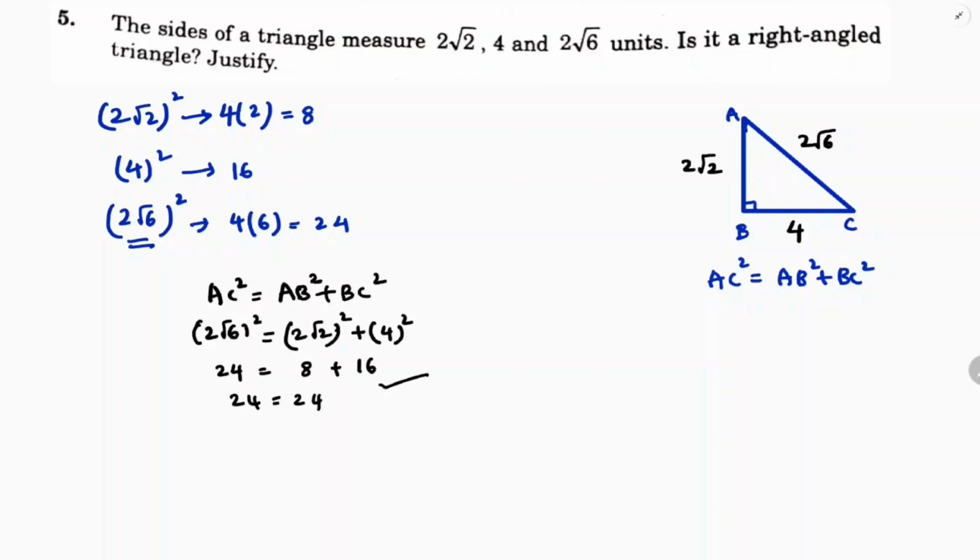So according to the converse of Pythagoras theorem, in a triangle, if the square of one side is equal to the sum of the squares of the other two sides, then the angle opposite to the first side is a right angle. So here, angle B is 90 degrees. Because if you consider AC as the hypotenuse, you should say: is it a right angle triangle? Yes, it is a right angle triangle. And if you consider triangle ABC, then the right angle is at B.